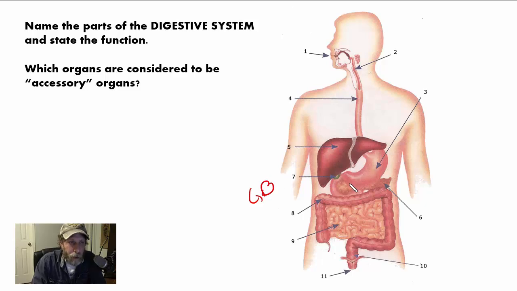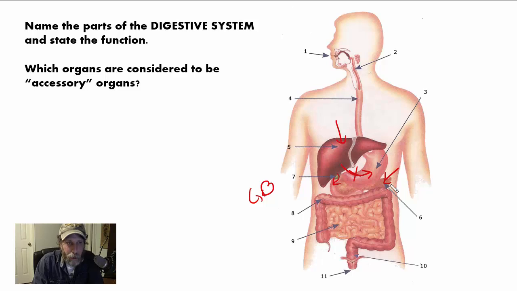Gallbladder. Right? Stores the bile. The bile acts in the small intestine, not in the stomach. All right? Helps to digest fats. The liver also stores glucose, stuff like that. Detoxifies the blood. We also have another accessory organ right here.